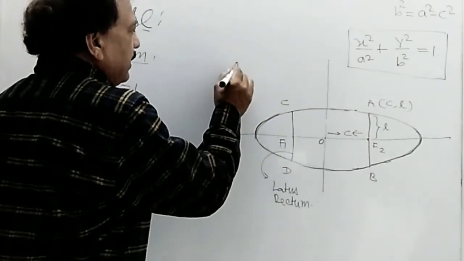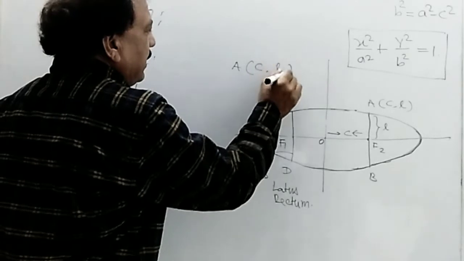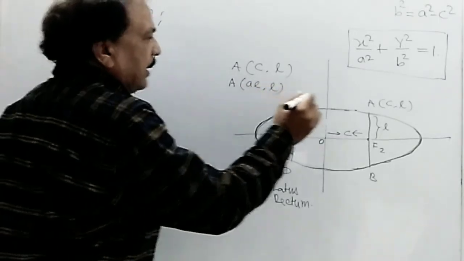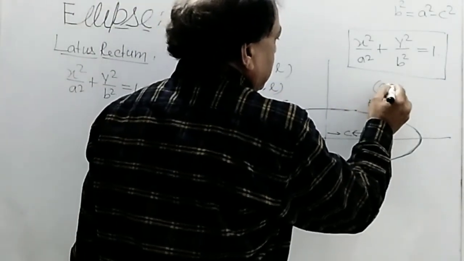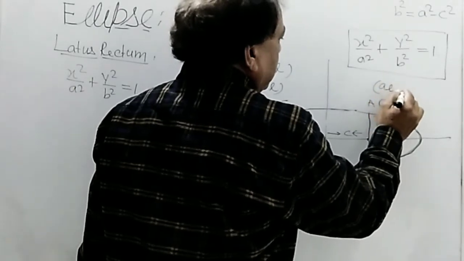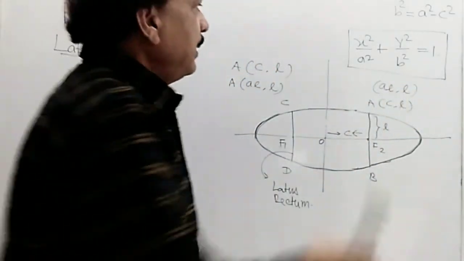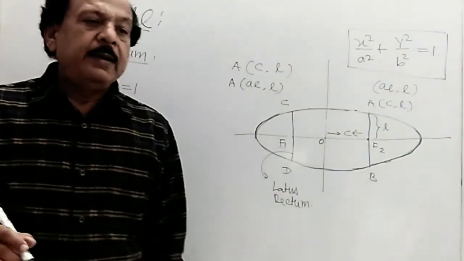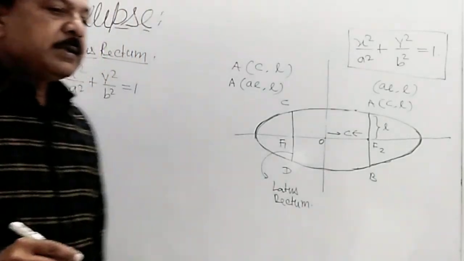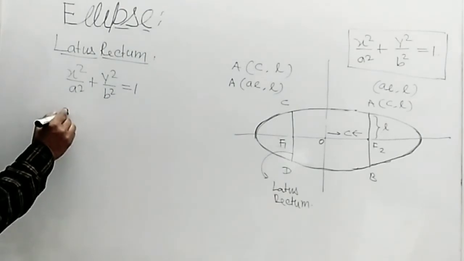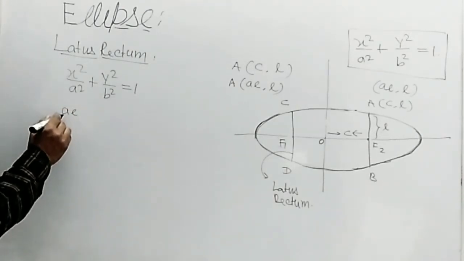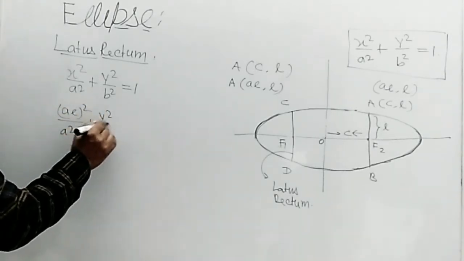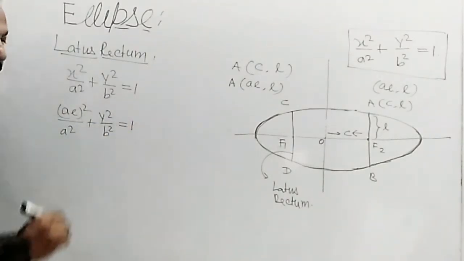Therefore, in place of c you can write ae. So the coordinates of A are (ae, L). This lies on the standard equation of the ellipse, so now write the value of x here: (ae) whole square upon a square, plus y square upon b square, equal to 1.